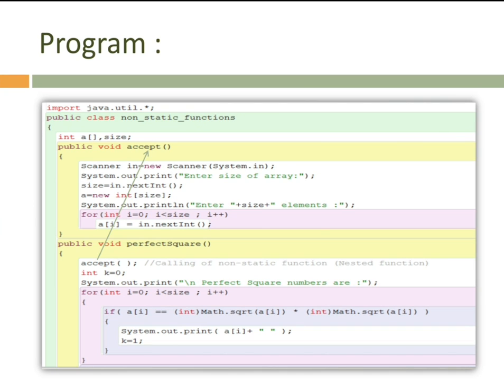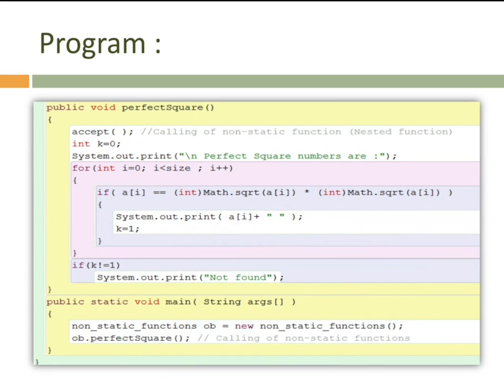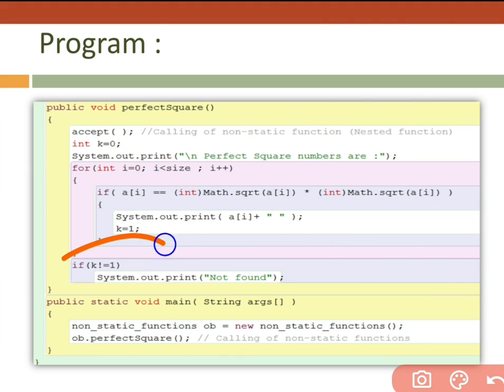And here I am calling accept, and see what happens. If k is not equal to 1, I am displaying that perfect square numbers are not found. In this way I want to display it. And one more thing I told you, if I want to call a function from a non-static function, then I have to create an object of that class. That's why, see what happened.